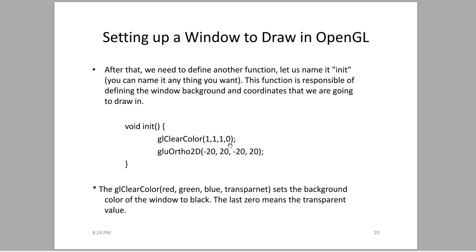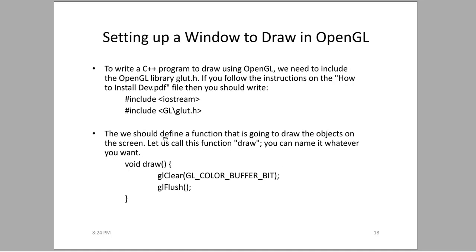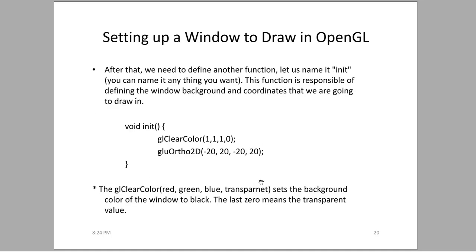Now 1, 1, 1 means what? Can anyone tell me? So this is red, green, blue. 1 means full and 0 means 0, null. So 1, 1, 1 is equal to 255, 255, 255, which is white, and 0, 0, 0 means black. So here we say that the clear color is white. What does that mean? Whenever I say glClear, the complete window background will be white color.